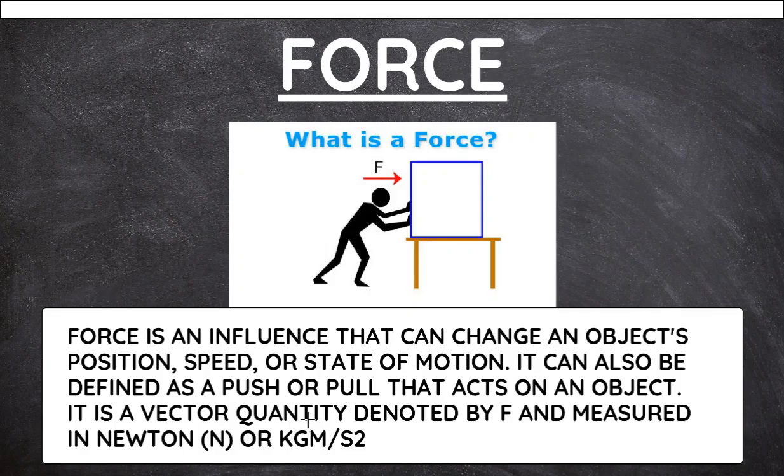Now, a vector quantity is any quantity that has magnitude and direction. Okay, it has size and it also has direction, either north, east, south, or west. So it has direction and it also has magnitude.